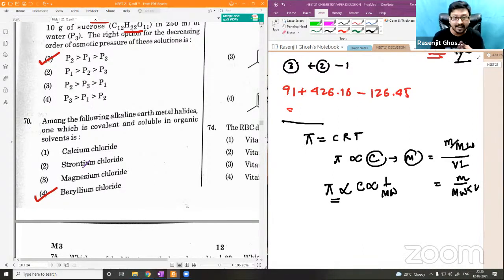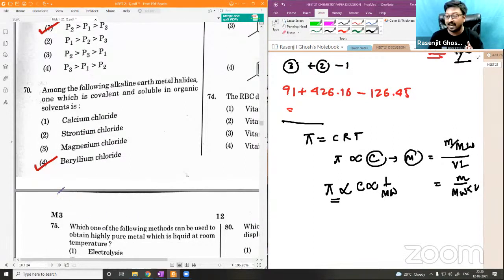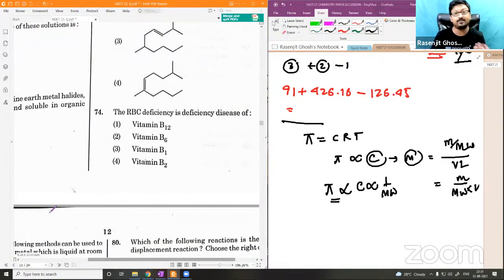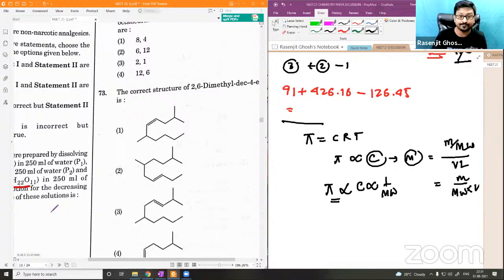Fajan's rule explains the covalent character of ionic compounds, and the final idea about Fajan's rule is that no inorganic compounds are purely covalent or purely ionic. Okay, and we can prove this also by valence bond theory as well as molecular orbital theory.